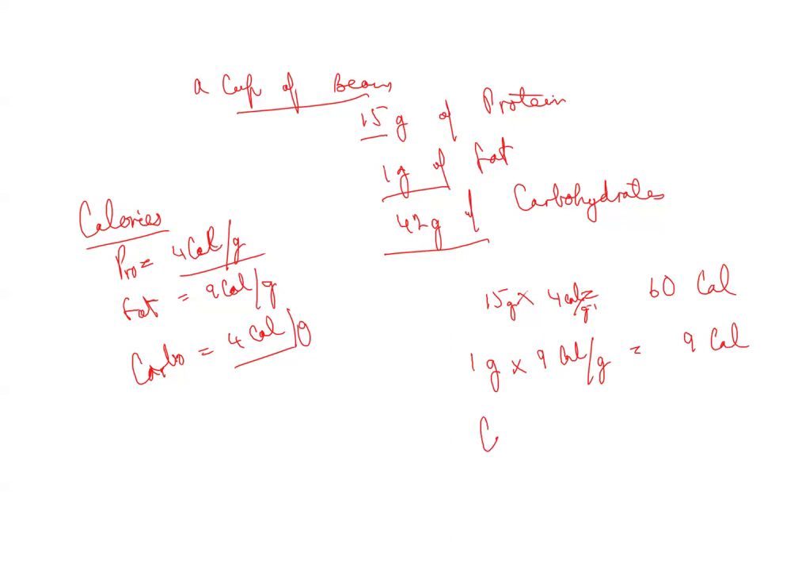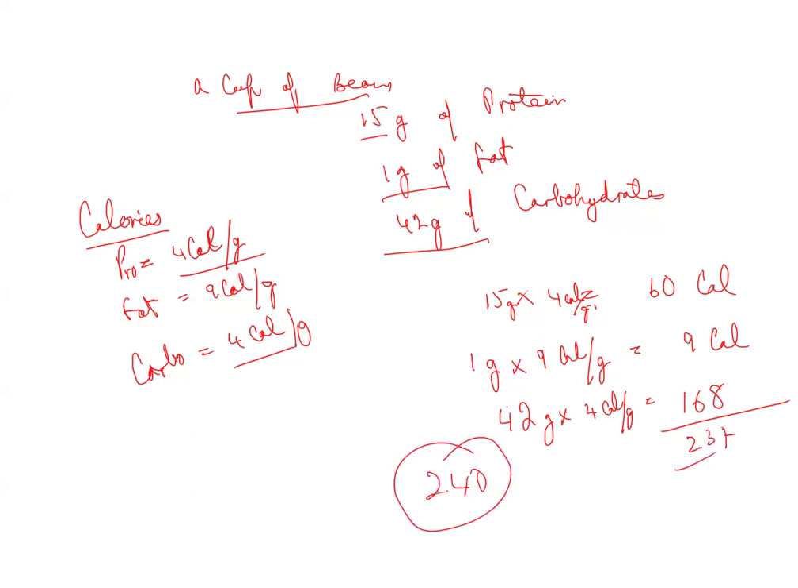Then when it comes to carbohydrate, it's 4 calories, but I have 42 grams. 42 grams times 4 calories per gram, that's again 4 times, so 68. So if I add all those things, I get about 237. But the answer given here is 240. So you go for the closest one, 240.